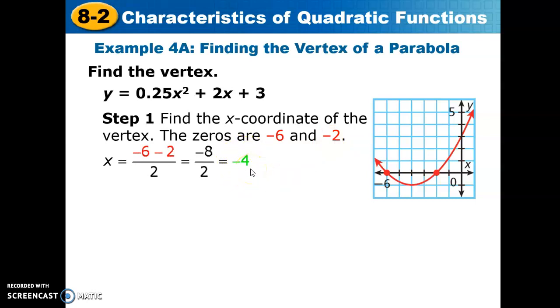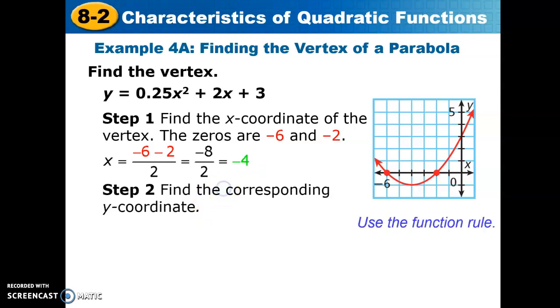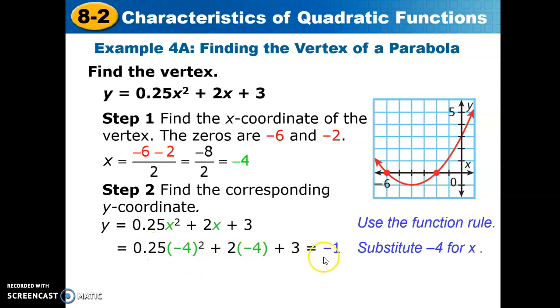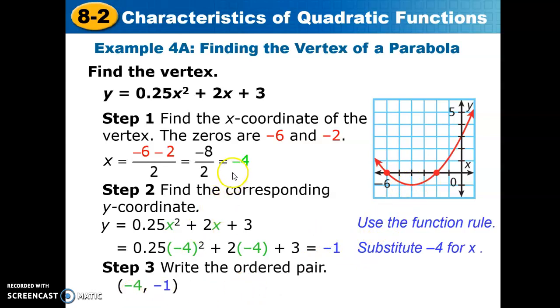Again, if you can't figure that out by looking at the graph, you can use that formula we just did on the previous slide. Now we're going to plug negative 4 into this original formula, and whatever our y comes out to be, that's going to be the y value of our vertex. So when you plug and chug, you get y equals negative 1, which is what we suspected, right? So our vertex is negative 4, negative 1.